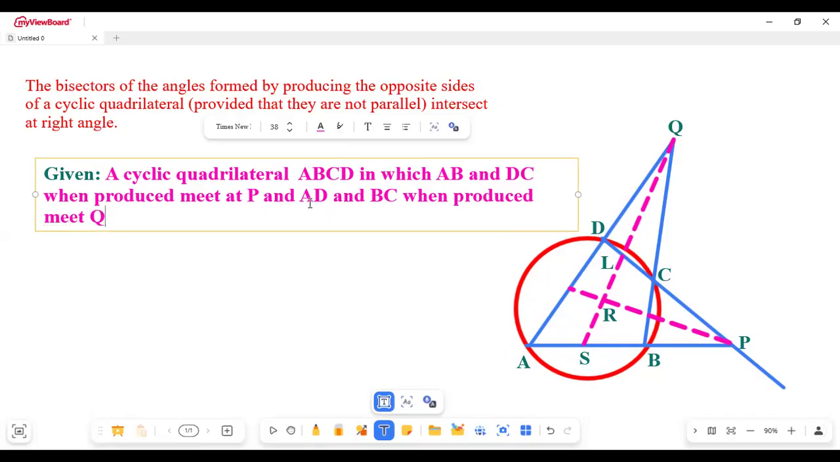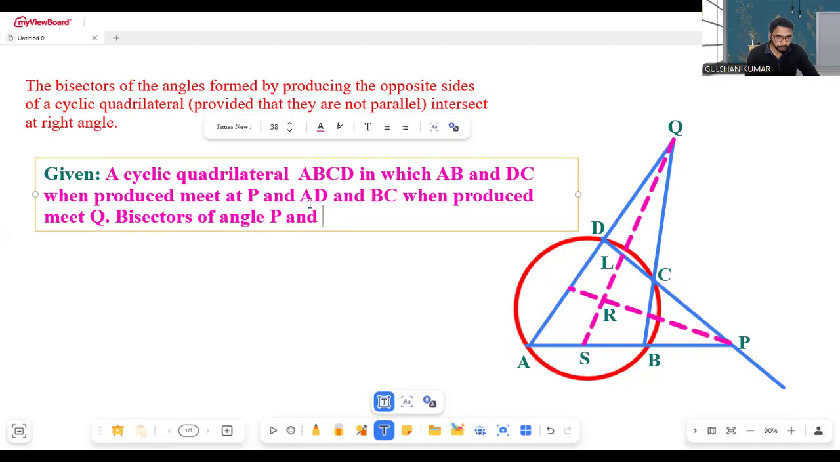Now the bisectors of angle P and angle Q meet at a certain point, that is R. This bisector and this bisector meet at point R.